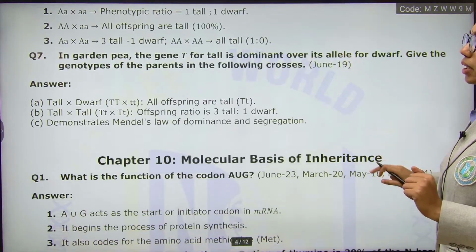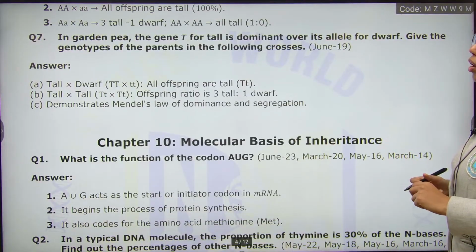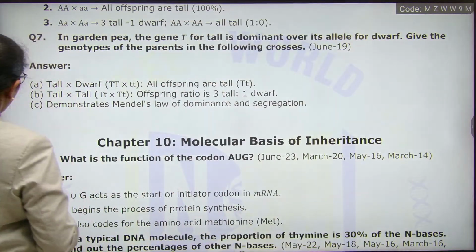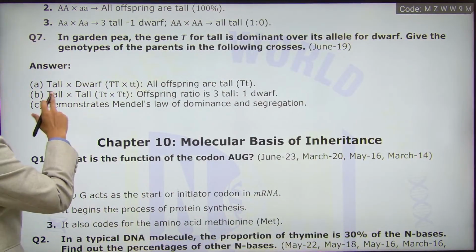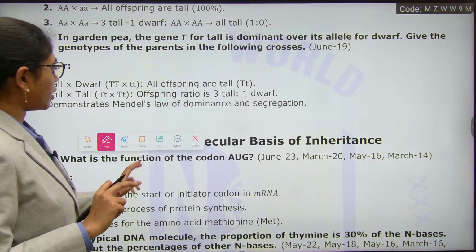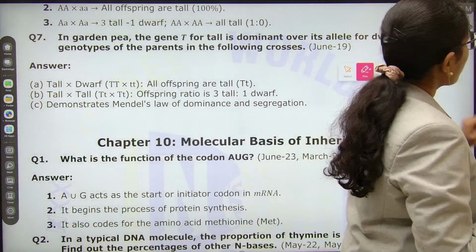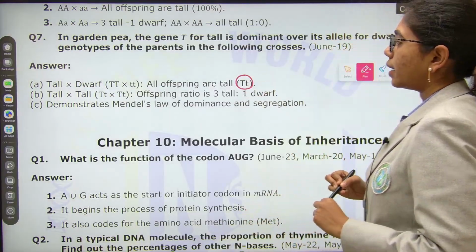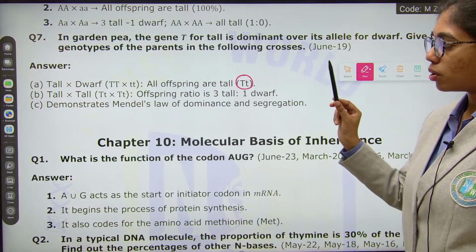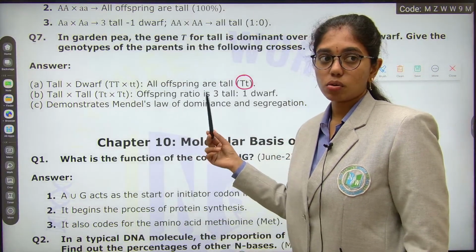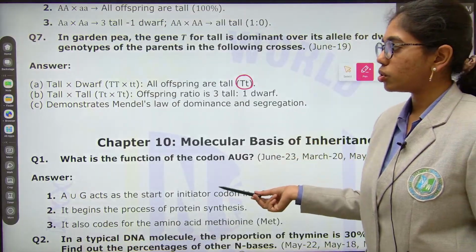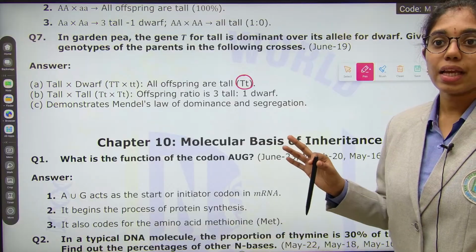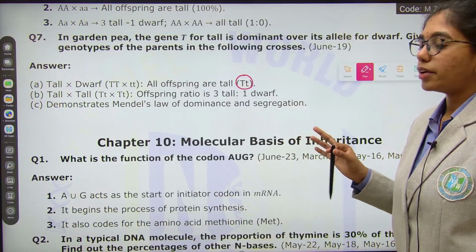In garden pea, the gene capital T for tall is dominant over the allele for dwarf. So if you observe the tall and dwarf ratio, all offsprings will be heterozygous tall. And when two heterozygous tall plants are crossed, you will get 3:1. This is observed in Mendel's monohybrid cross, from which he derived Mendel's law of dominance.